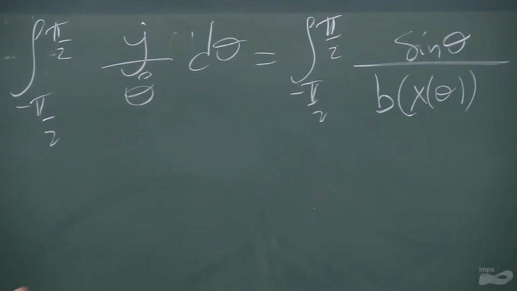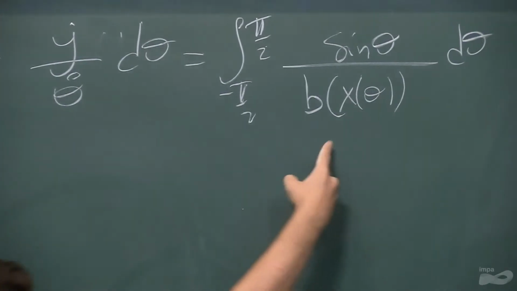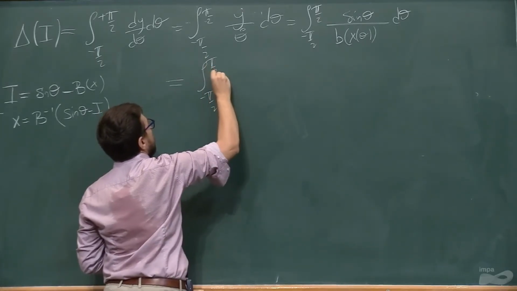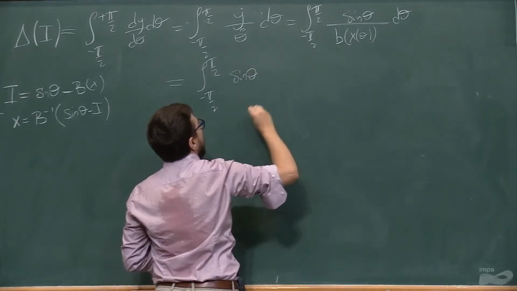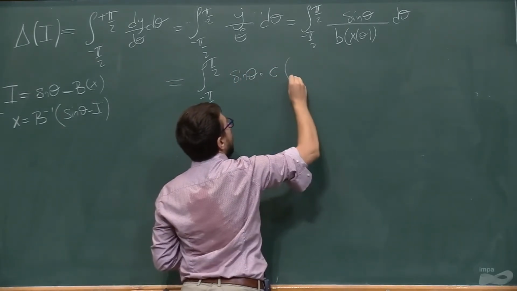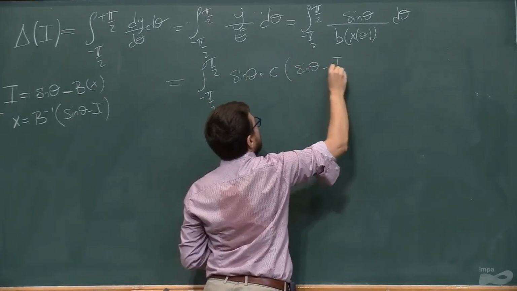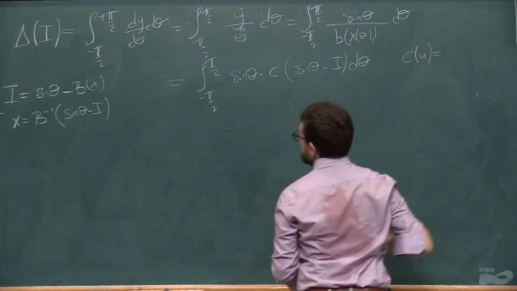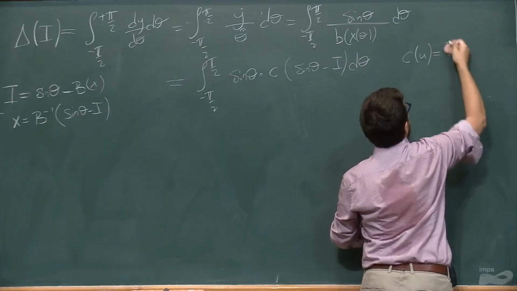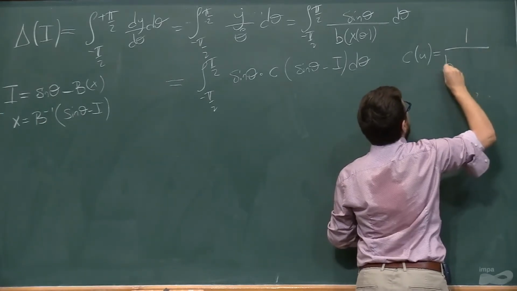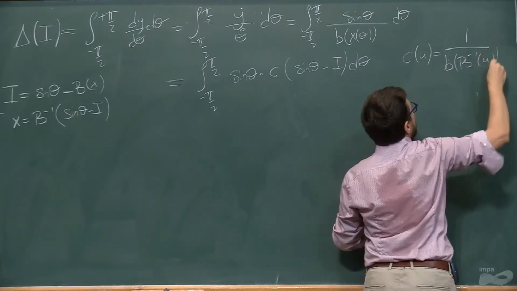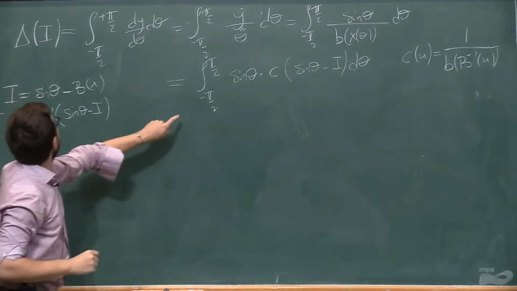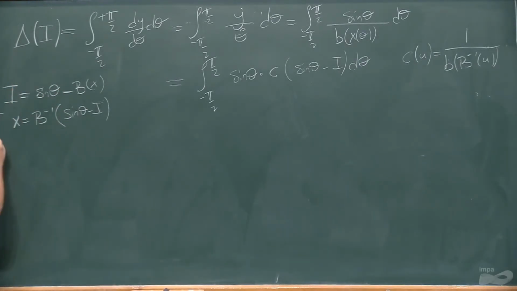And so I can use this to substitute it here, and then I get sine of theta, and then here times a function, let's call it c, of sine of theta minus I, d theta, where this function c of, let's say, u is just 1 over b of b inverse of u. Okay, so I'm satisfied with my formula for delta.